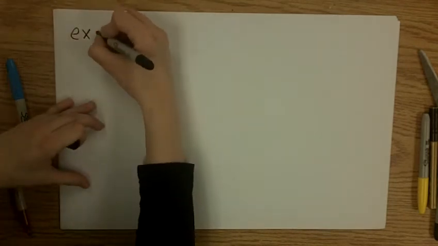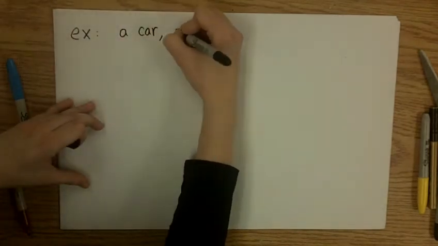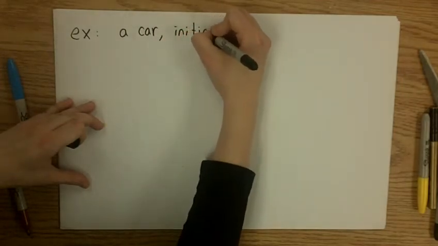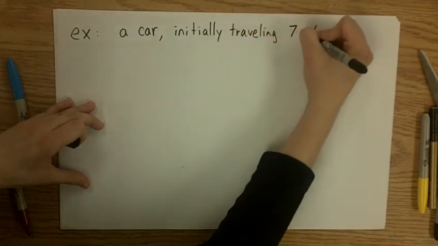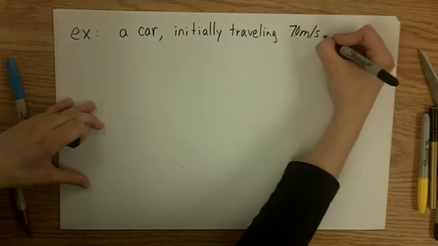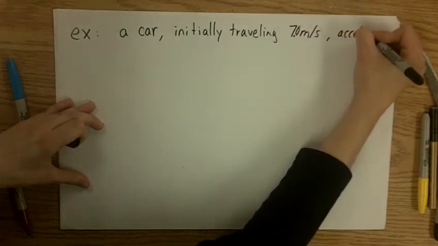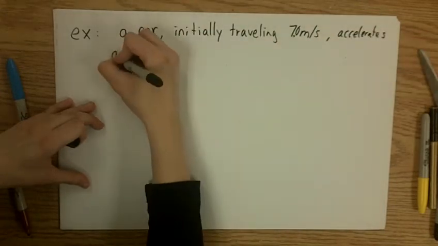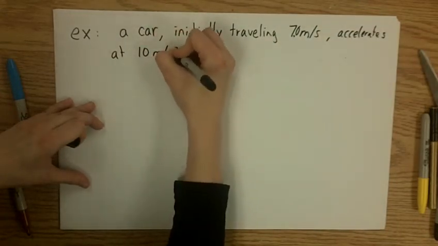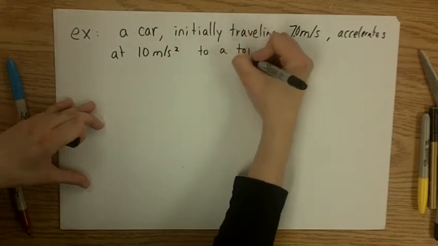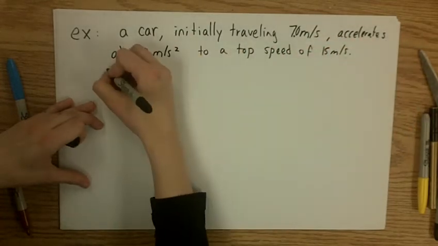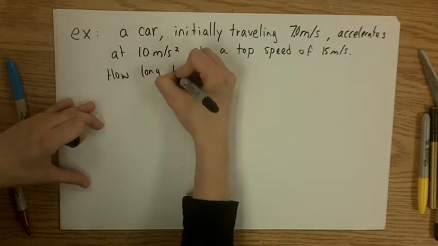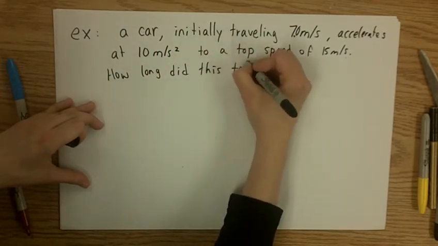For example, a car initially traveling 7.0 meters per second accelerates at 10 meters per second squared to a top speed of 15 meters per second. How long did this take?